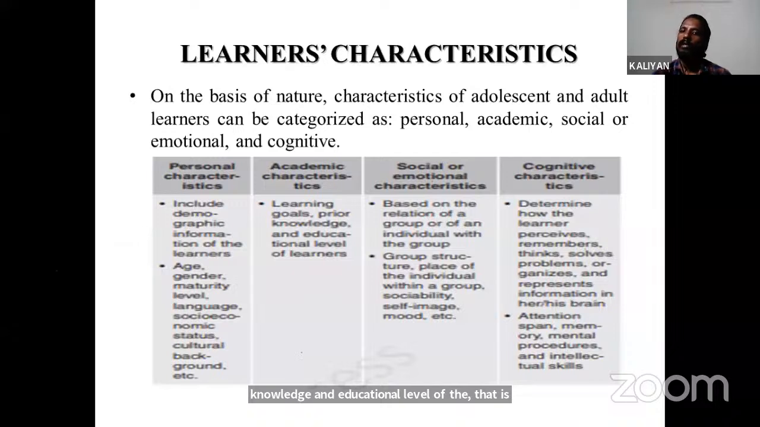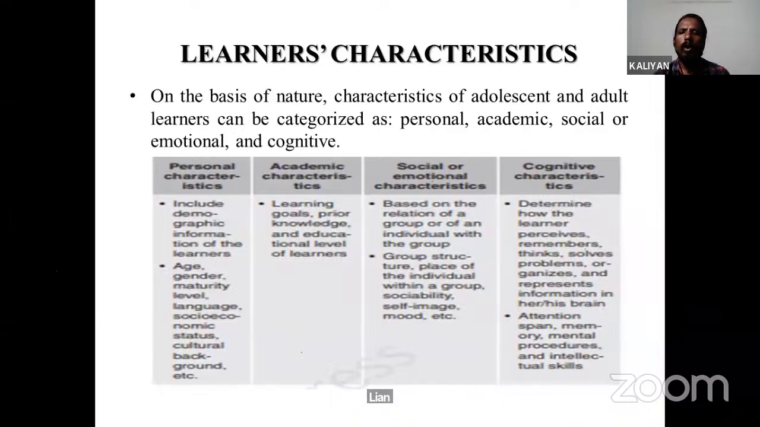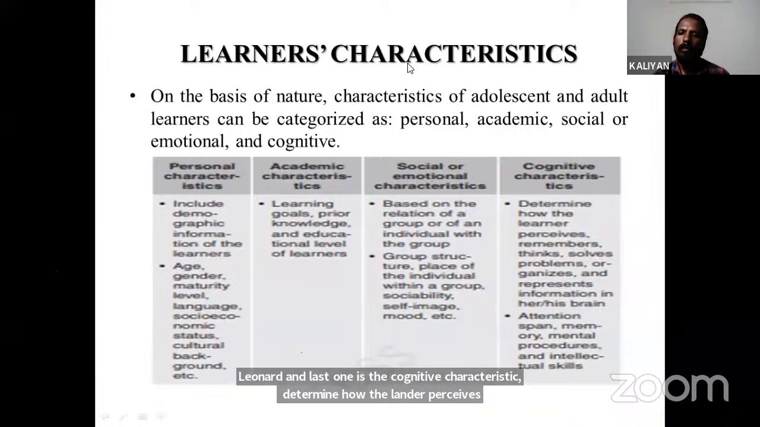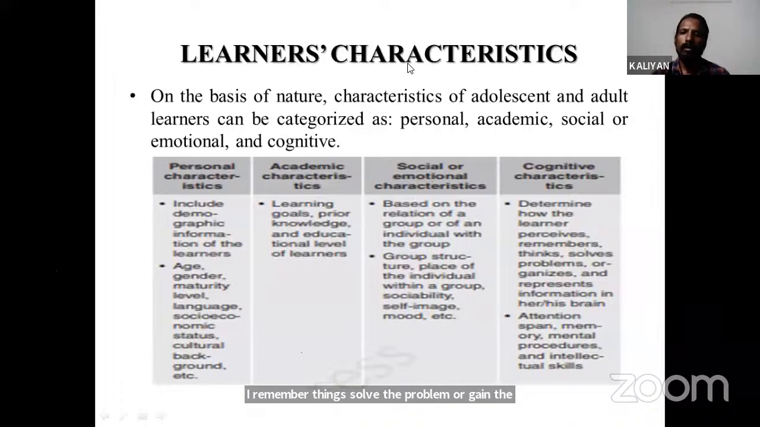Social or emotional characteristics are based on the relations of an individual with the group: how the individual relates within the group structure, the place of the individual within the group, sociability, self-image, and mood. These are the social and emotional characteristics of the learners. And the last one is the cognitive characteristic, which determines how the learner perceives, remembers things, solves problems, or represents information in the brain. So it is a thinking level that depends on their psychological basis.